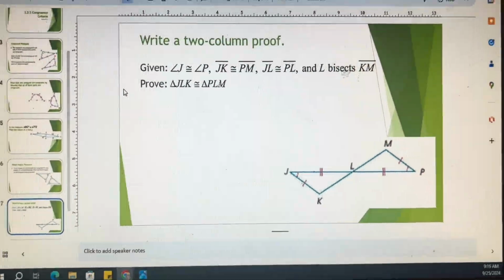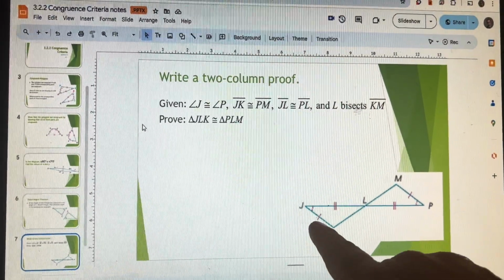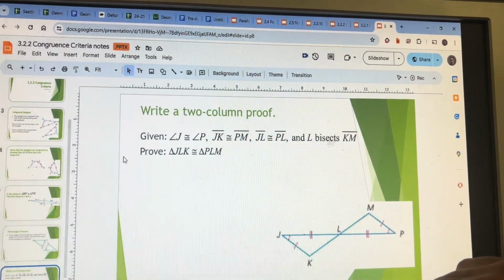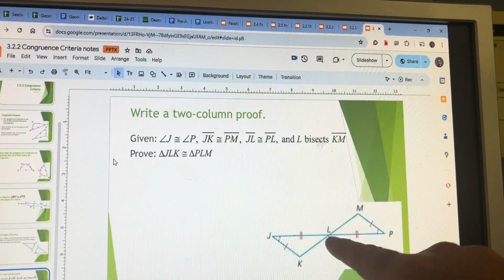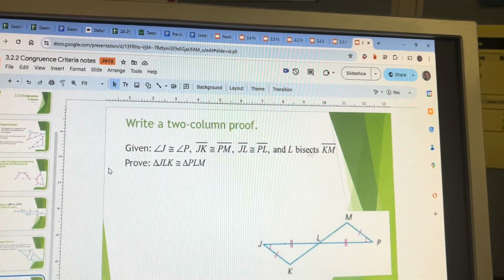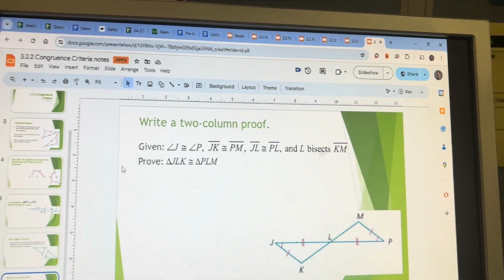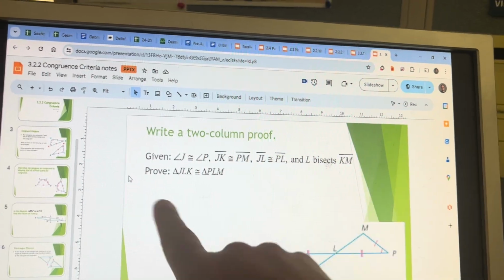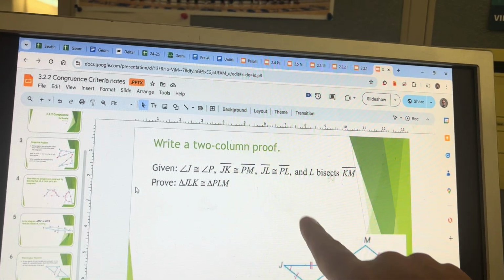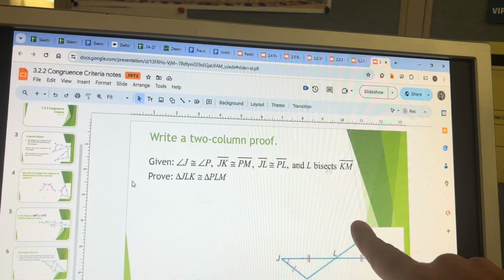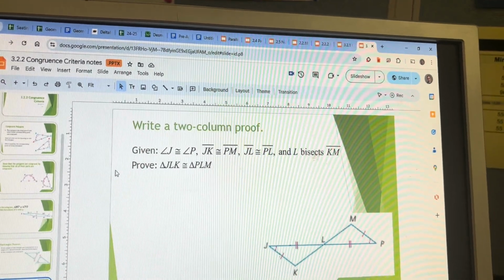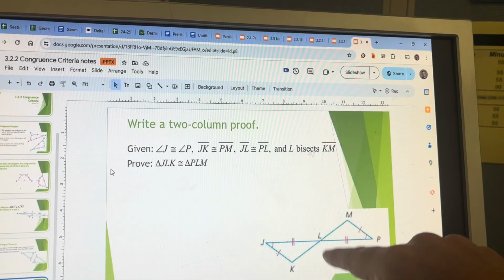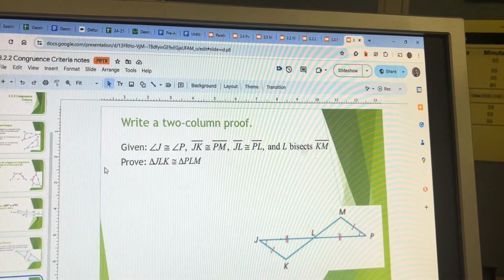Then we write a 2-column proof here. Given that angle J and angle P are congruent, JK is congruent to MP, JL is congruent to PL, and L bisects KM, prove. Okay, so the first thing we would write down would be all our stuff that's given, and we would write reason number 1, this was given to us. The next step that we can take here, we can pick one of the two things. We still have to prove the other angles congruent, and we need this third side.